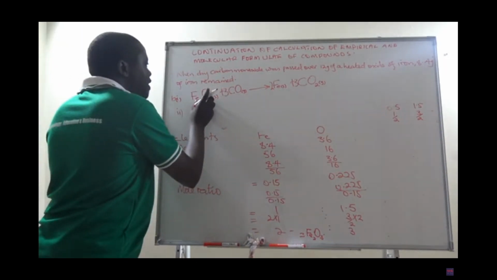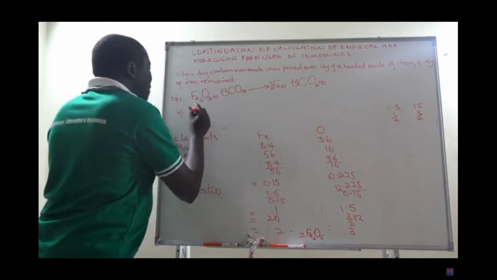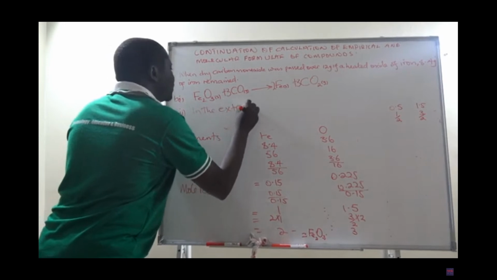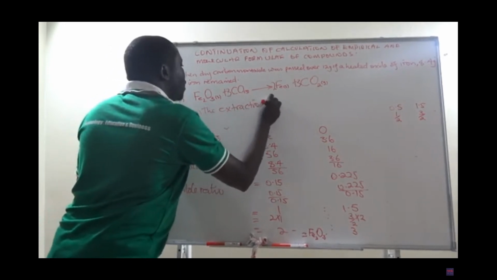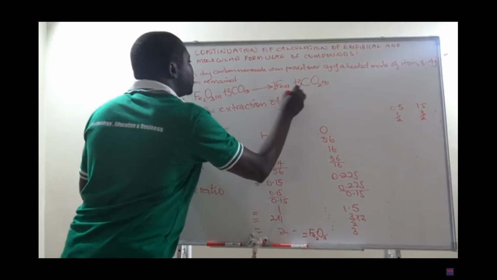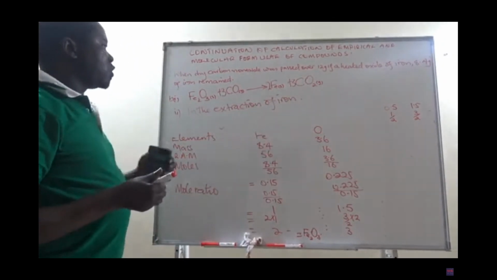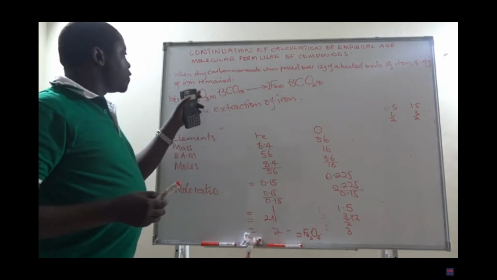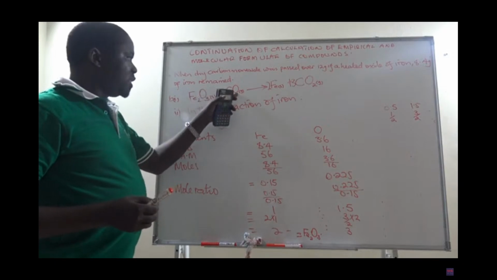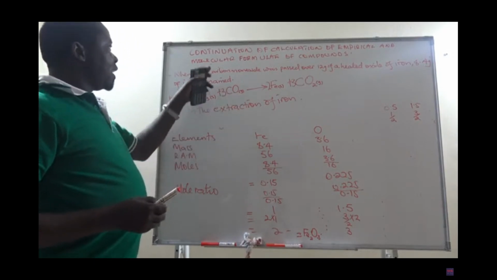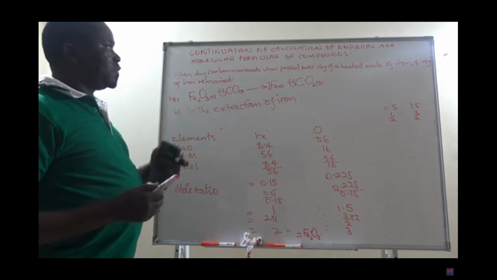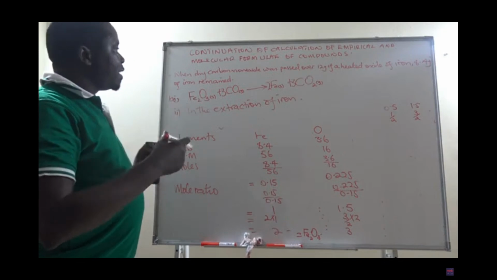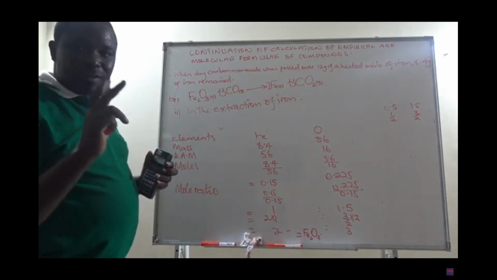So this reaction is applied in the extraction of iron. This one we shall look at later. The extraction of iron takes place in the blast furnace by the reduction of the ore of iron, in this case using carbon monoxide. So that is our continuation of the calculation of empirical and molecular formula. Next we are going to deal with a hydrated compound. So thank you for watching.